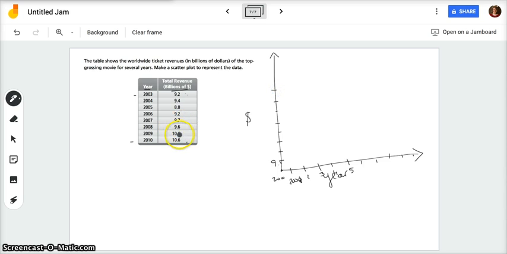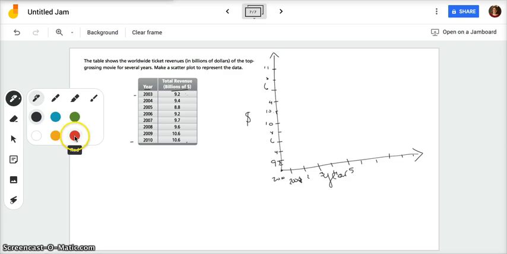Oh, this is not getting me close enough to 10.6. So maybe I need to make it go by 0.2s. So 0, 0 is going to be 9. So this will be 9.2, 9.4, 9.6, 9.8. This would be 10, and this would be 10.2, 10.4, and 10.6. And that would get us all the way through all of our data. This would be up here at 11. Okay, so then we just need to graph our points.